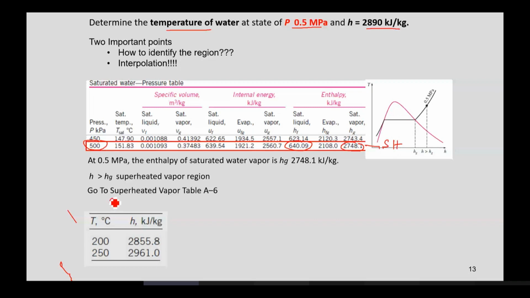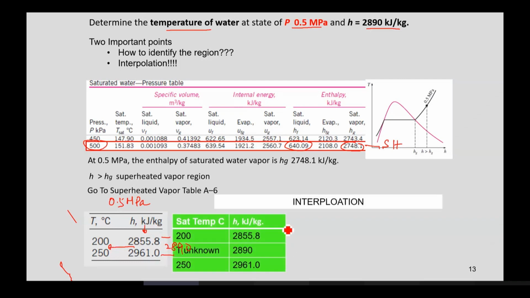In table A6, you'll go to 0.5 megapascal pressure and you will identify the enthalpy. If you look at the enthalpy column, you know that your enthalpy lies in between these two values, and you don't have the direct value of temperature for that enthalpy value, so you'll have to do the interpolation. In interpolation, you'll use the value of 200 degrees centigrade and the corresponding enthalpy, T unknown, which you have to find out for the enthalpy value of 2890, and a greater value, which is 250 degrees centigrade, and the corresponding enthalpy value is known to you.